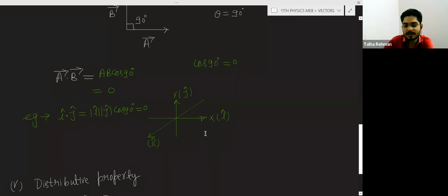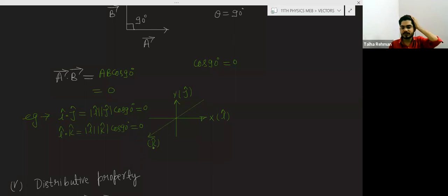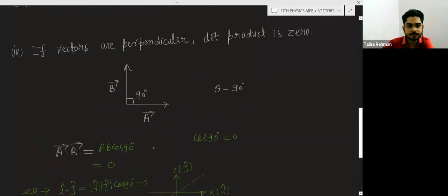If you want to calculate the dot product of I vector with k vector, I dot k, you will open this as I, k and cos 90, because the angle between I vector and k vector is 90 degrees, and cos 90 is equal to 0. So when you do the dot product of the unit vectors in different directions, you will get 0.